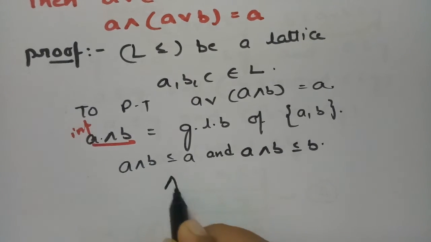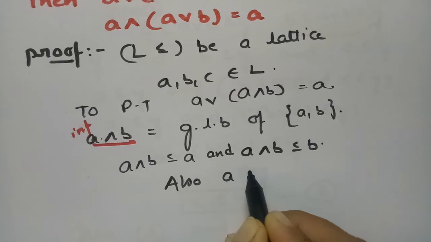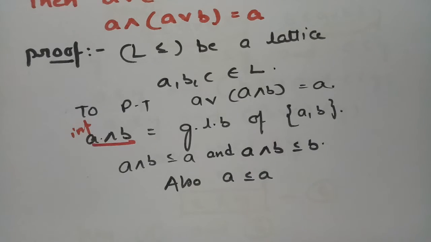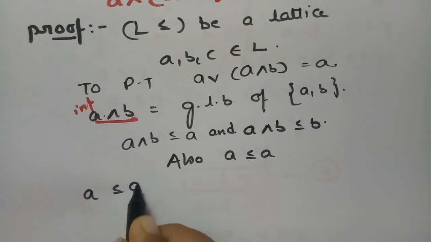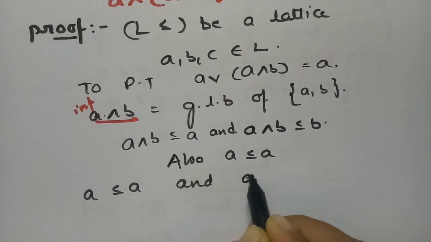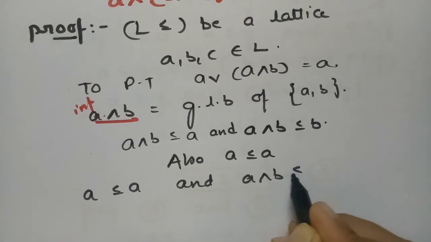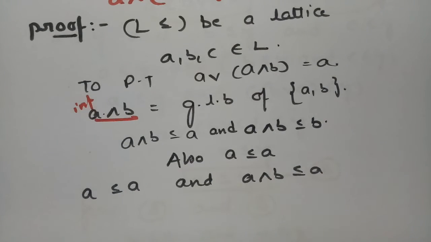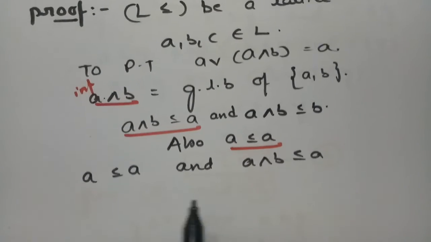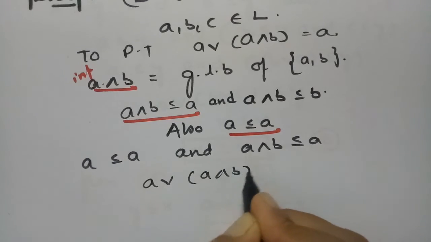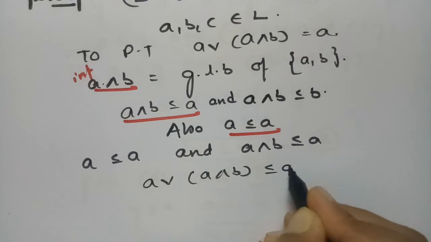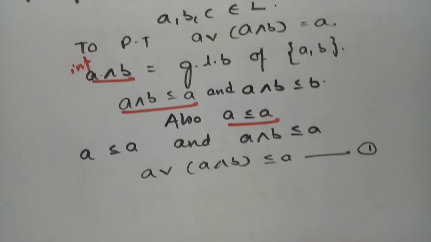And see here, also we have, according to the idempotent law, A less than or equal to A. So if I club these two, A less than or equal to A and A meet B less than or equal to A, and if I join, so A join A meet B is less than or equal to A. This is condition number 1.